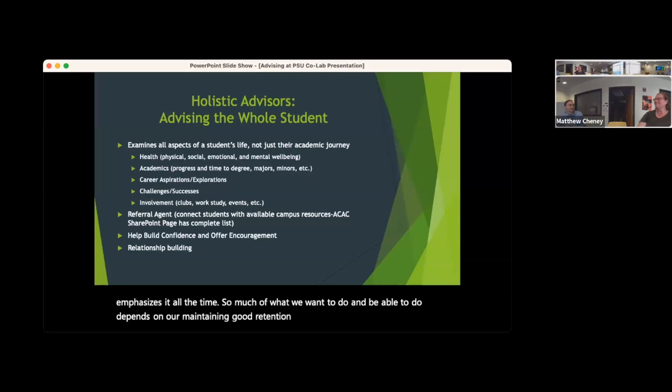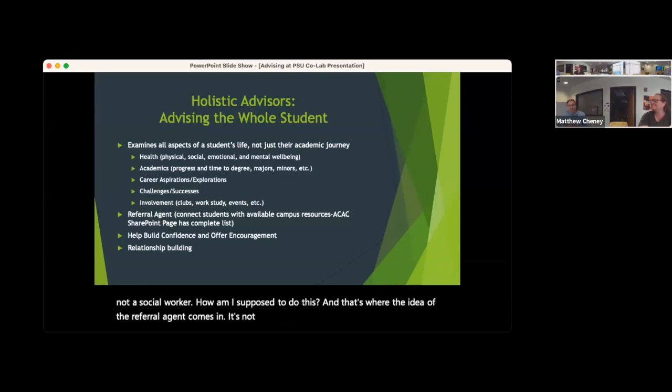And holistic advising, I think, is essential to that and helping students develop that sense of belonging. But at the same time, I, as a faculty member, go, wait a minute, I'm not a counselor. I'm not a social worker. How am I supposed to do this? And that's where the idea of the referral agent comes in.